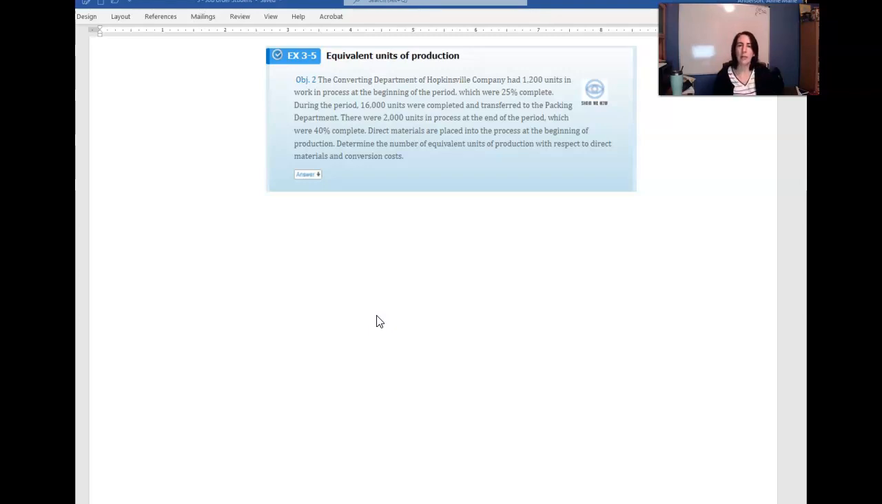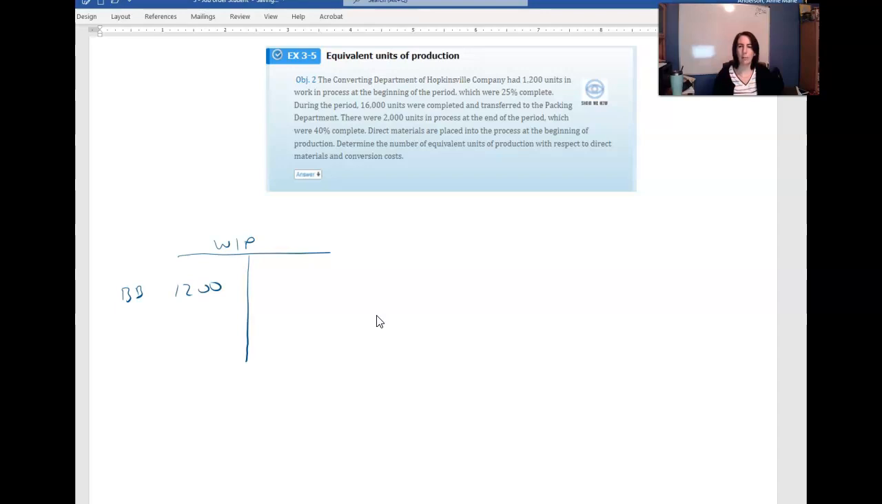It says the converting department of Hopkinsville had 1,200 units in work in process at the beginning of the period, which were 25% complete. Okay, so let's just, again, I'm loving my T accounts. That's my favorite thing, to organize information. So we've got our WIP here, and we've got 1,200 units as our beginning balance.